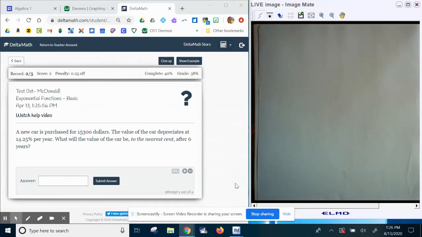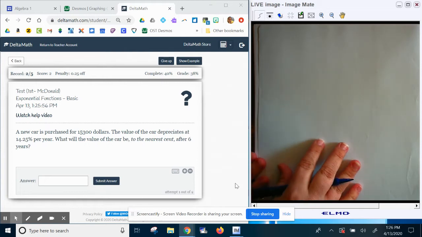Okay, so our first problem says a new car is purchased for $153,300. The value of the car depreciates at 14.25% per year. What will be the value of the car to the nearest cent after 6 years?